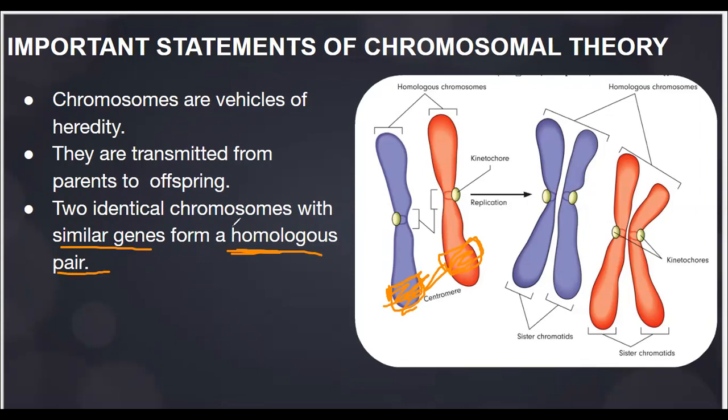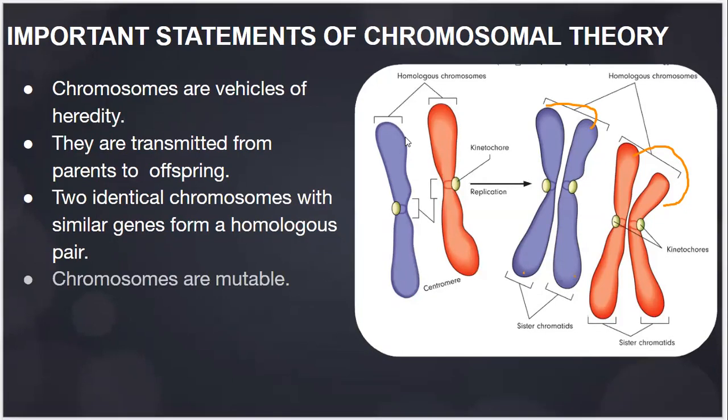So two identical chromosomes with similar genes will form a homologous pair. Okay, now let's see over here. Let's say, for example, these two are a homologous pair. These two are a homologous pair. They are known as sister chromatids. Okay, fine.